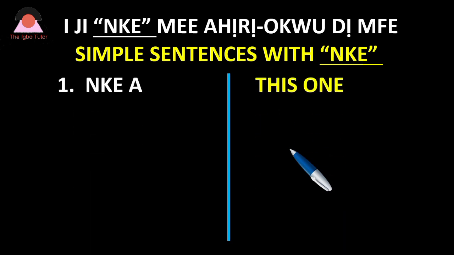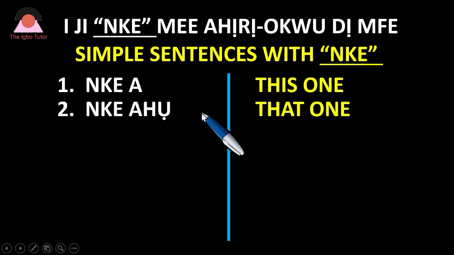Let's start now. The first is NKEA. Please ensure that the sound A comes out. NKEA. This means this one. Second one is NKEAHO. This means that one.